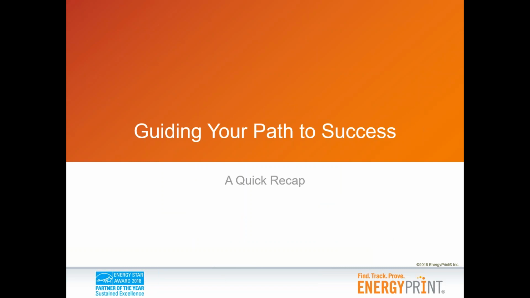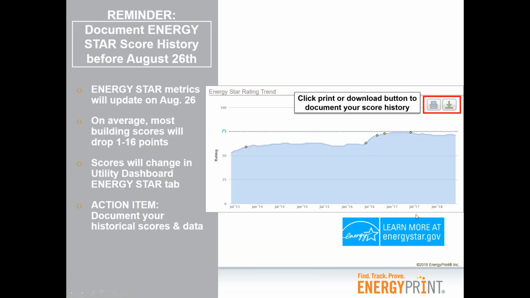So a quick recap on our Guiding Your Path. We will be updating Energy Star scores for all buildings. That's on Sunday, August 26th, 2018. This means many buildings will likely see a change in their 1 to 100 Energy Star scores, and on average, scores will go down. Utility dashboard users can expect to see updated scores the following business day.